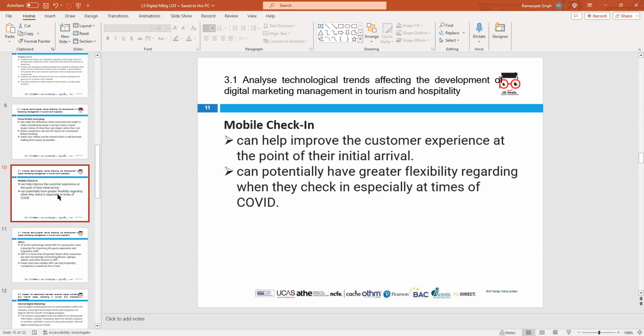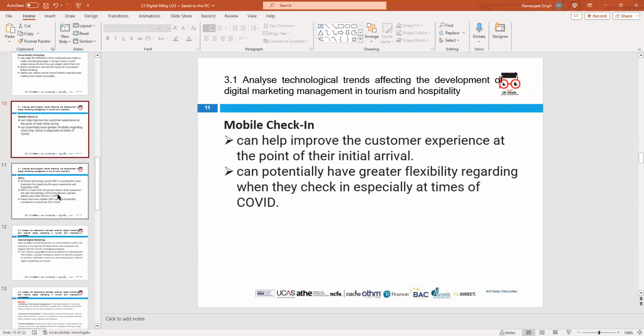This will improve customer service. You don't have to wait at the airport. You don't have to waste your own time. And especially this was good when the COVID season was in place. People just booked in online and then dropped their luggage off, and off they went. Okay, so mobile check-in improves customer experience.